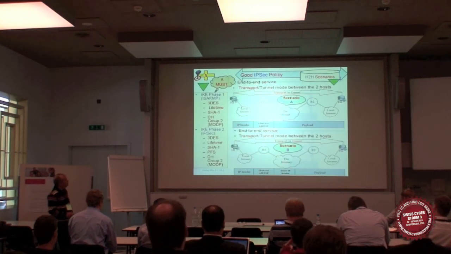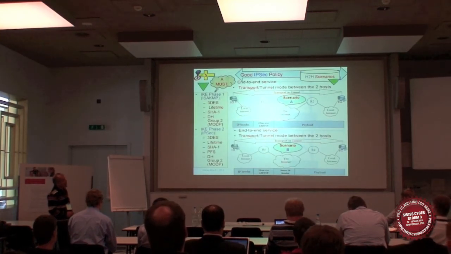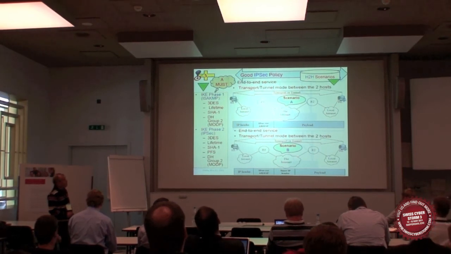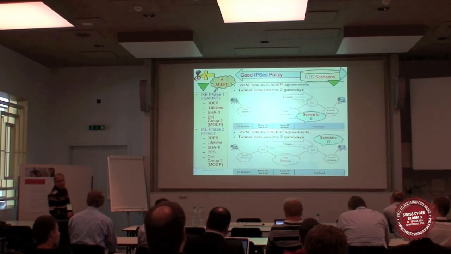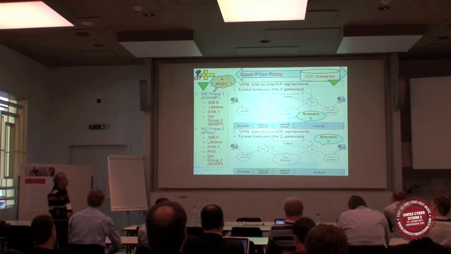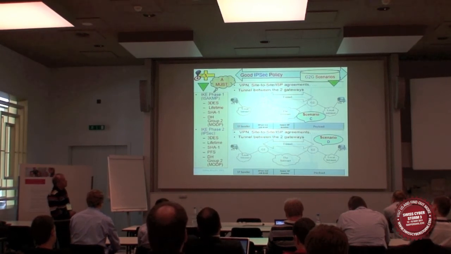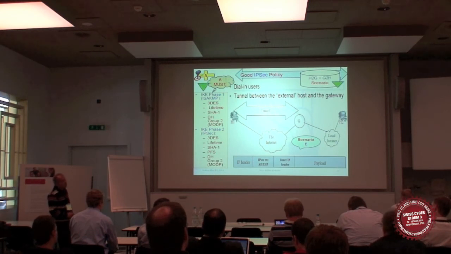So we need a good IPsec policy. Whether it's for a host-to-host scenario, we generally use the Encapsulating Security Payload for authentication. This is scenario A, this is scenario B. For the gateway-to-gateway scenarios, we need IPsec here and here, keeping in mind the two phases of Internet Key Exchange, as we say. And this is for the hybrid scenario, which is host to host, host to gateway, and gateway to host.